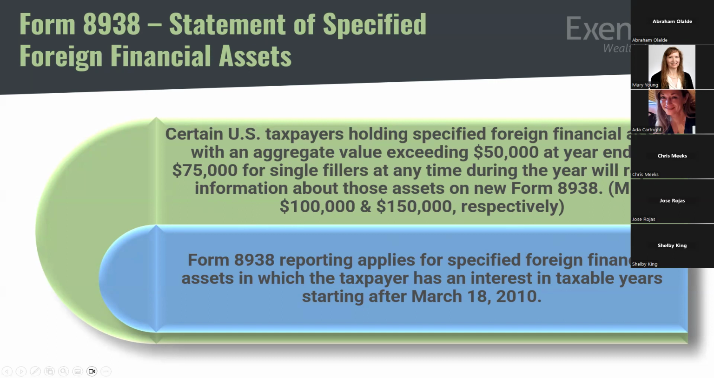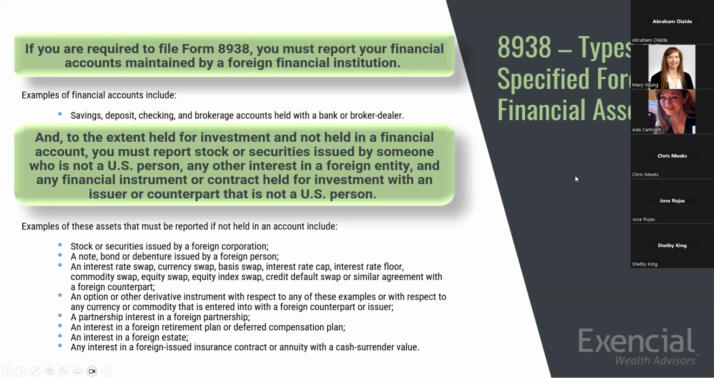Okay. And also it has the types of specified foreign financial assets, with some examples here. So this is pretty broad, and it covers more than just the FBAR. So the thing to keep in mind here is that they do have foreign assets. You do want to just ask the client to provide all the account values during the whole year to see if they reach that threshold, and also at year end.